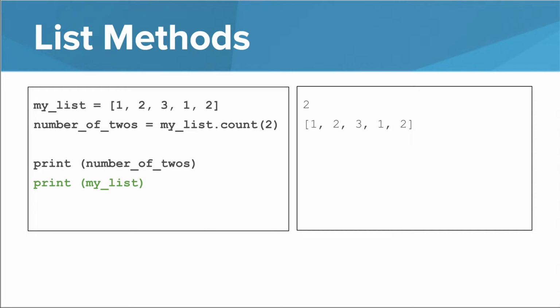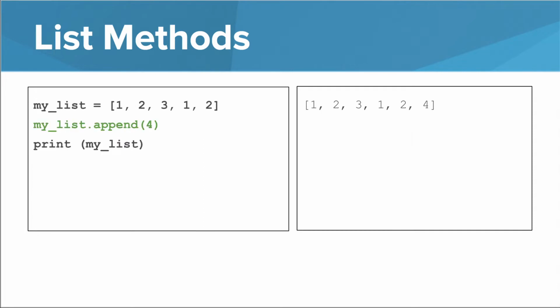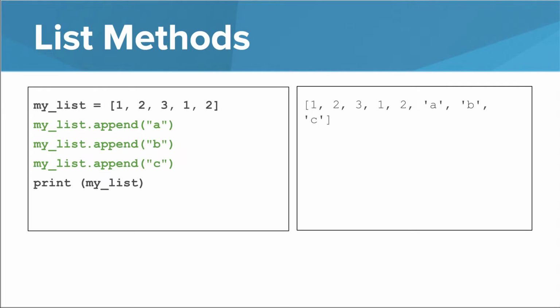Let me show you an example. Check out the append method. Its profile is similar to that of count. You call it on a list, and you give it a single argument. What it does is it takes that argument and sticks it on the end of the list. You can call it multiple times, and it will append something each time. You can append strings, too.